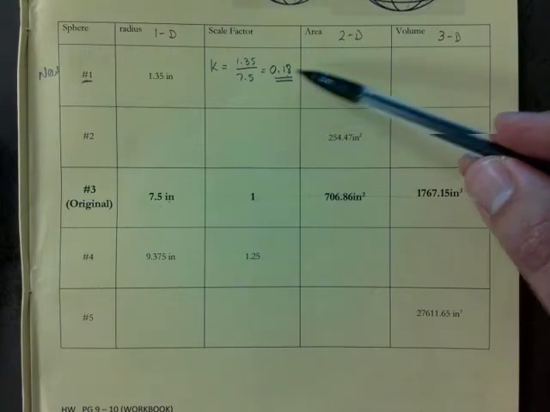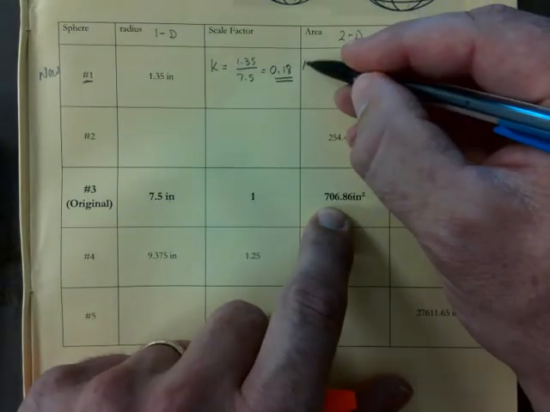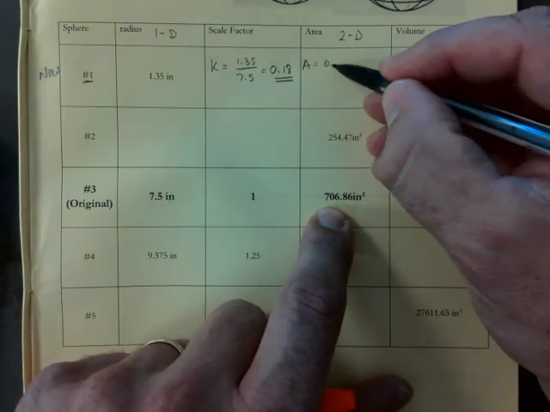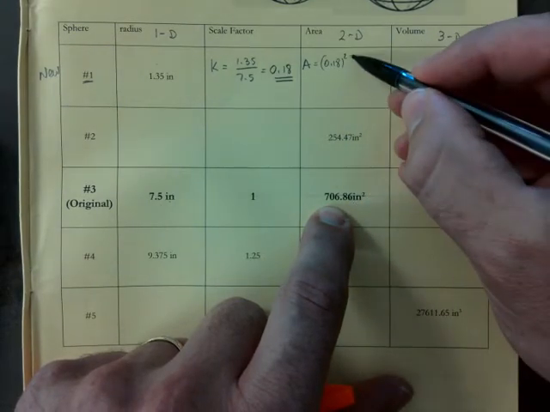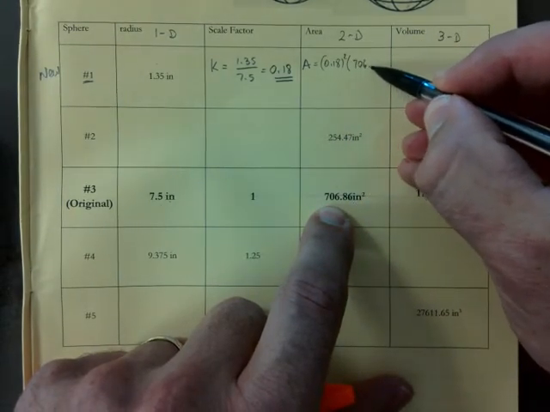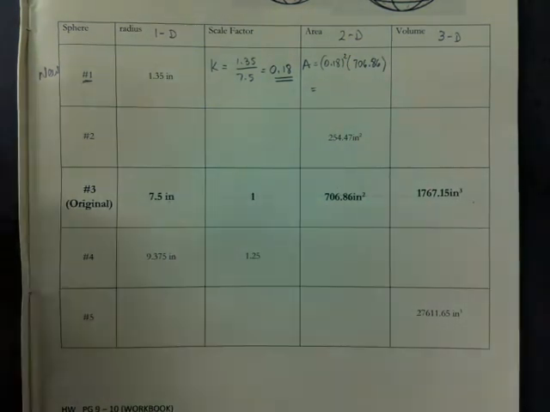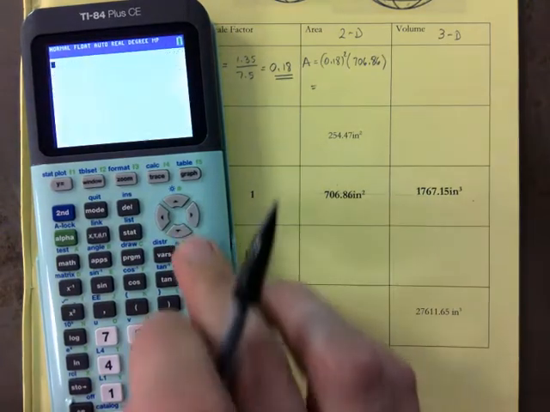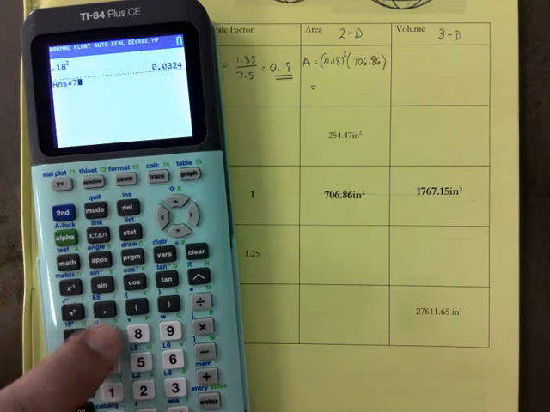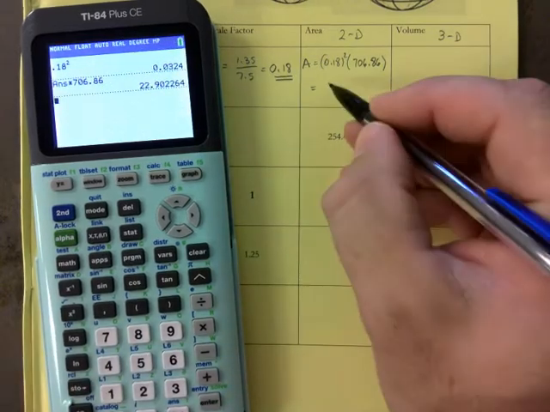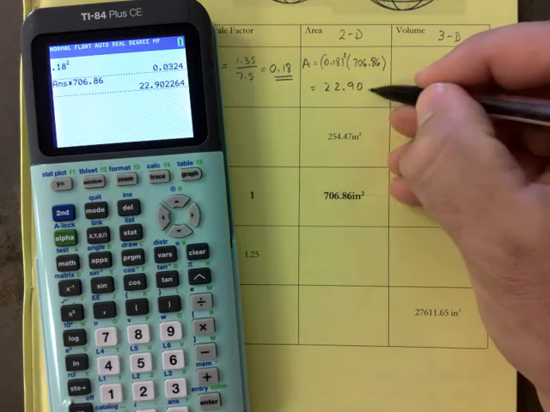Once you have the scale factor, you can find the area and the volume just like that. You take the area is k squared times the area of the original. Don't look at the other ones. And so the new area of this shape is 22.90 squared inches.